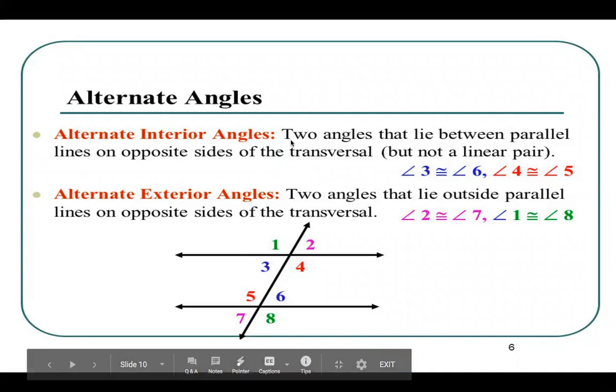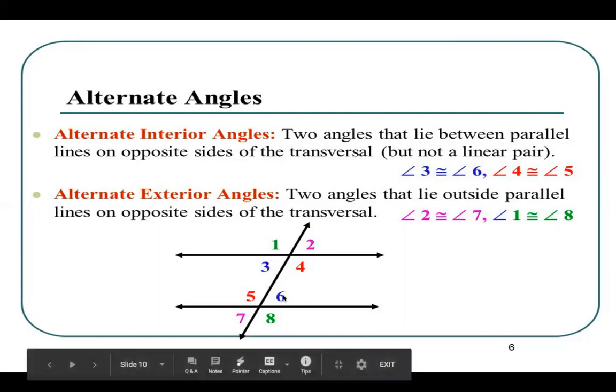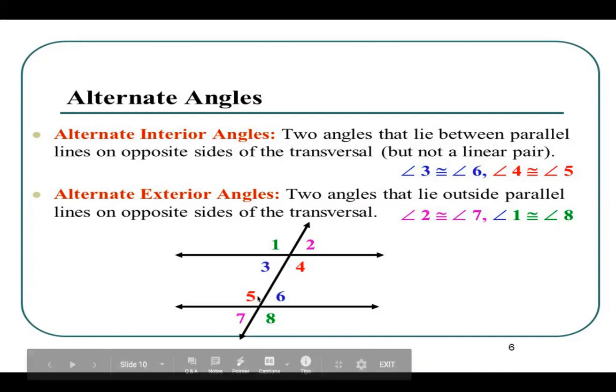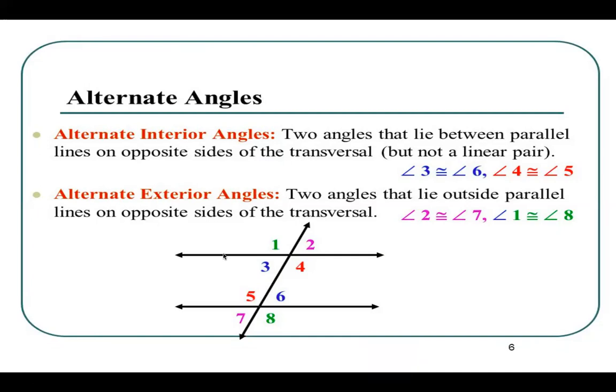Two angles that lie between parallel lines on opposite side of the transversal, but not linear. So if it's on the same side, it cannot count because it's on the same side. And also it cannot be linear. So these two angles are congruent. There's another way to find out. Look at this. It looks like a little Z kind of thing. Z, either backward or forward. I mean, like, the mirror image of Z, or like the regular image.